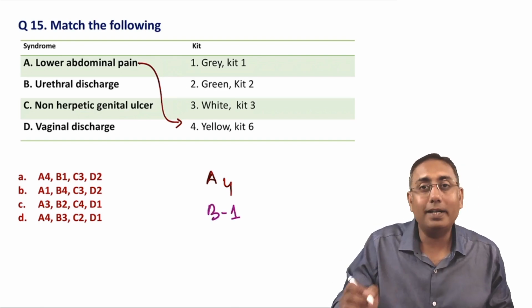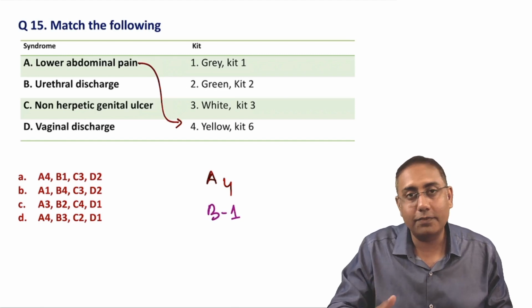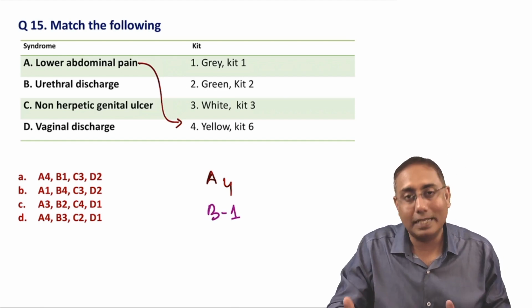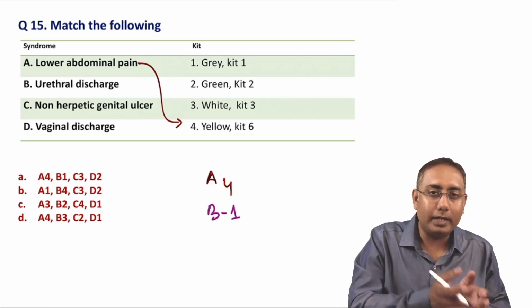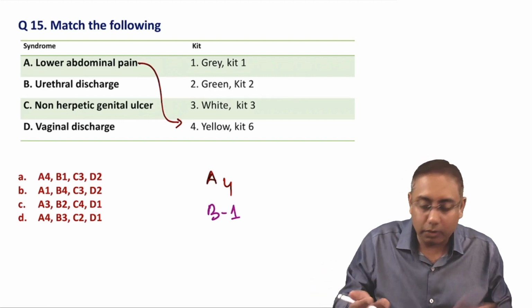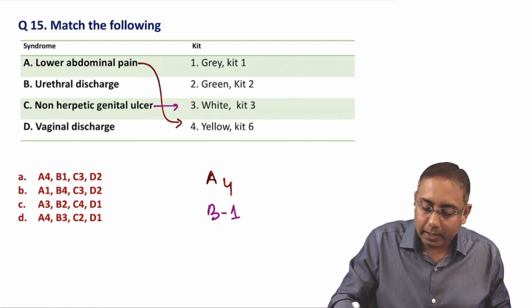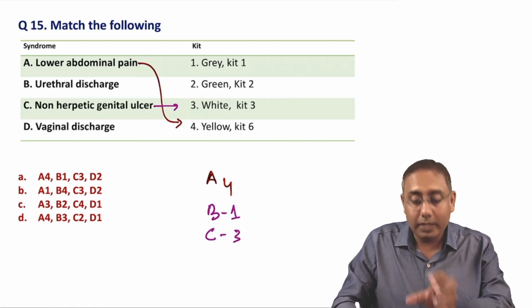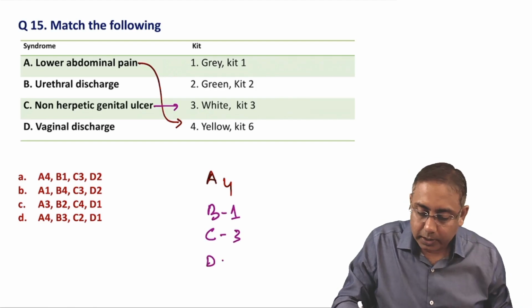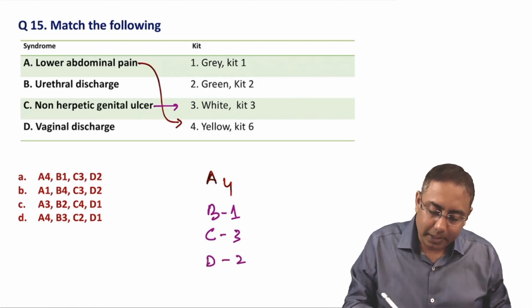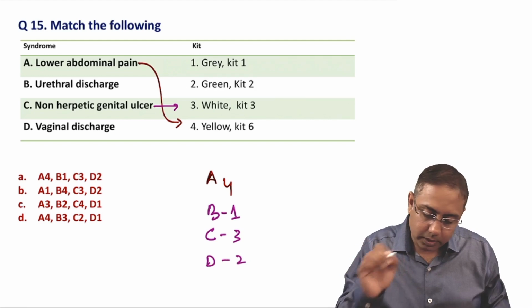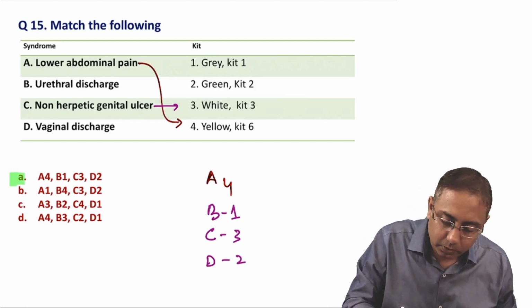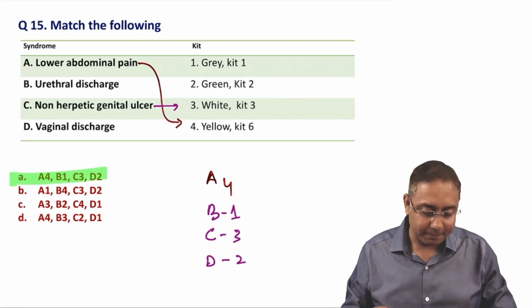And non-herpetic genital ulcers, they did not specify anything about the penicillin allergy, yes or no. So we had to choose between kit 3 and kit 4. Kit 4 is not there in the option. You are going to choose directly kit 3. So C goes with 3. And vaginal discharge, so BV, that is the kit number 2. So D goes with 2. So that is your best pick over here. A 4, B 1, C 3 and D 2. So you would like to go with option number A.